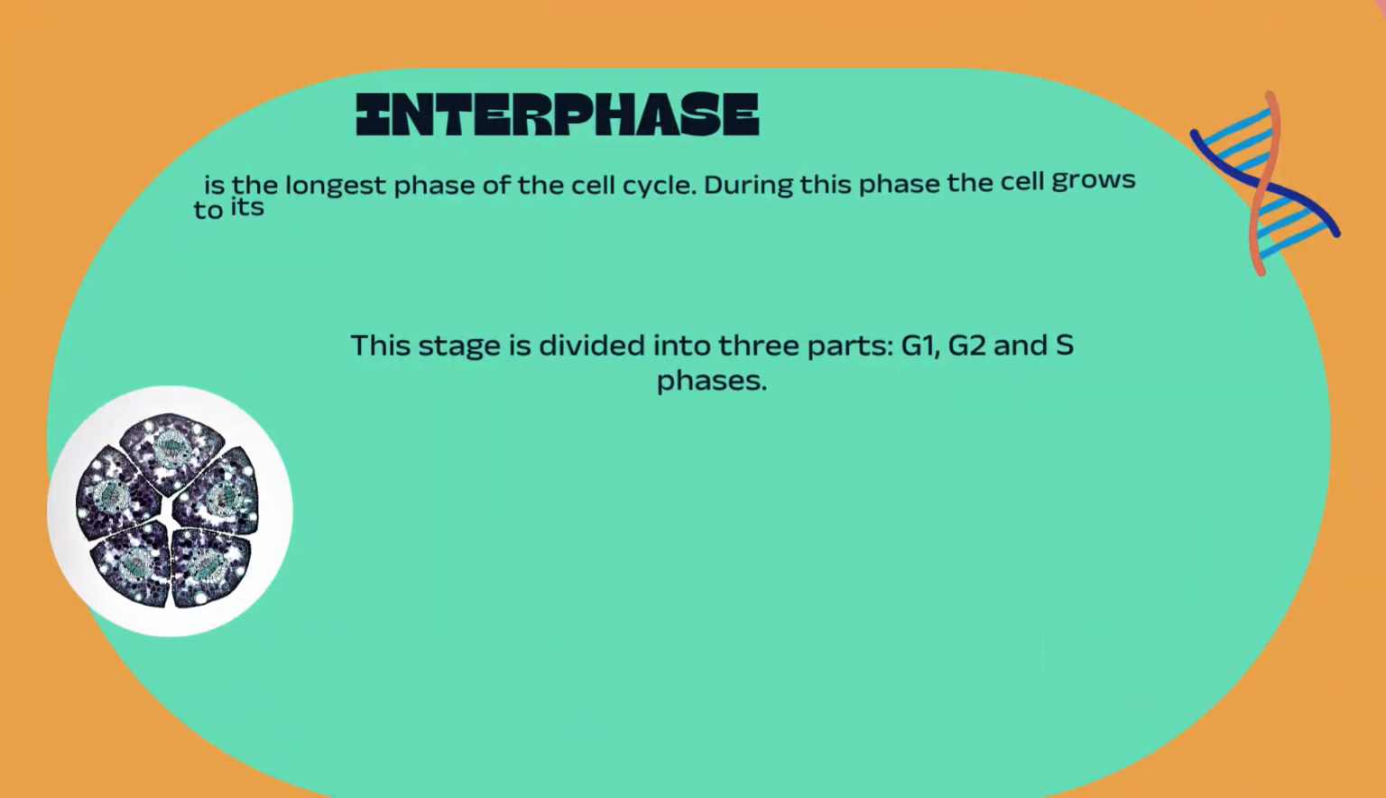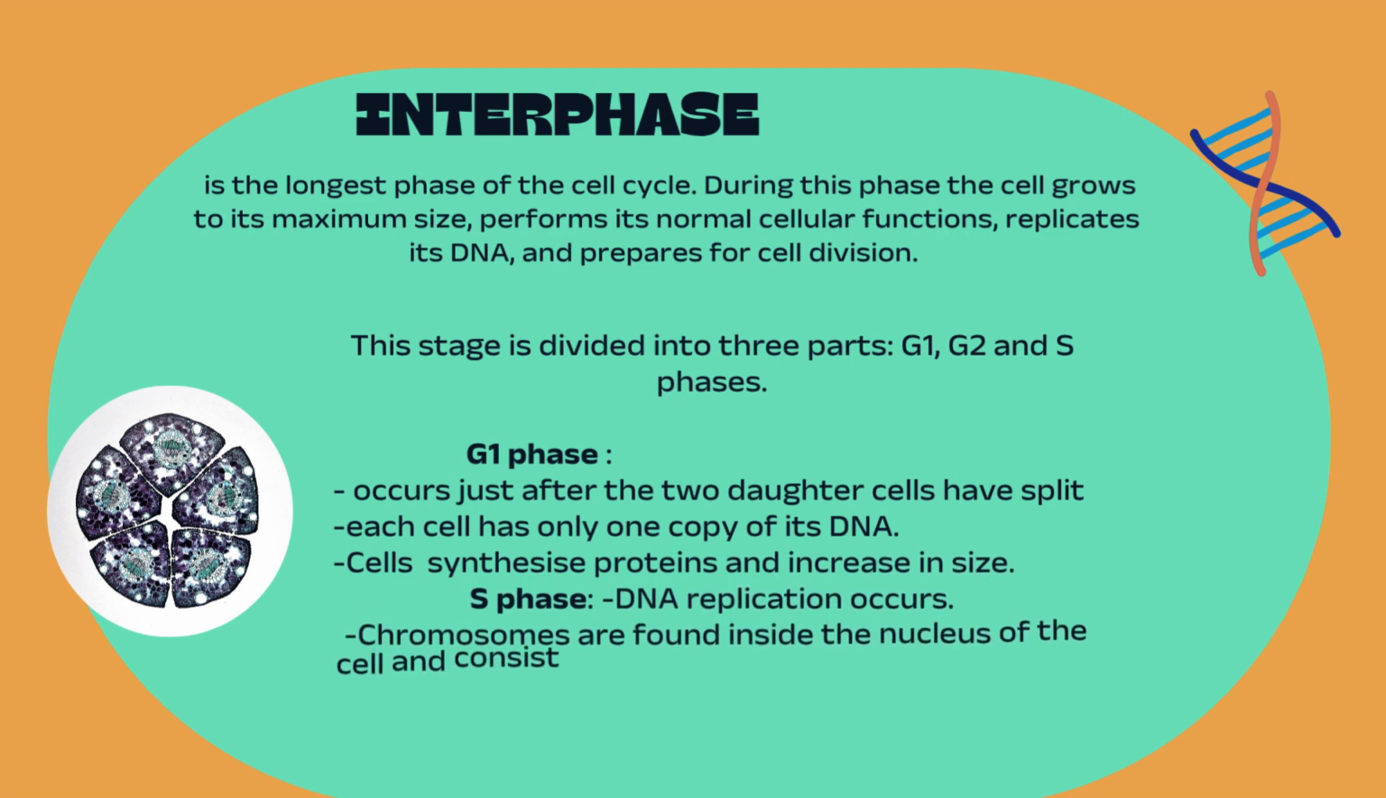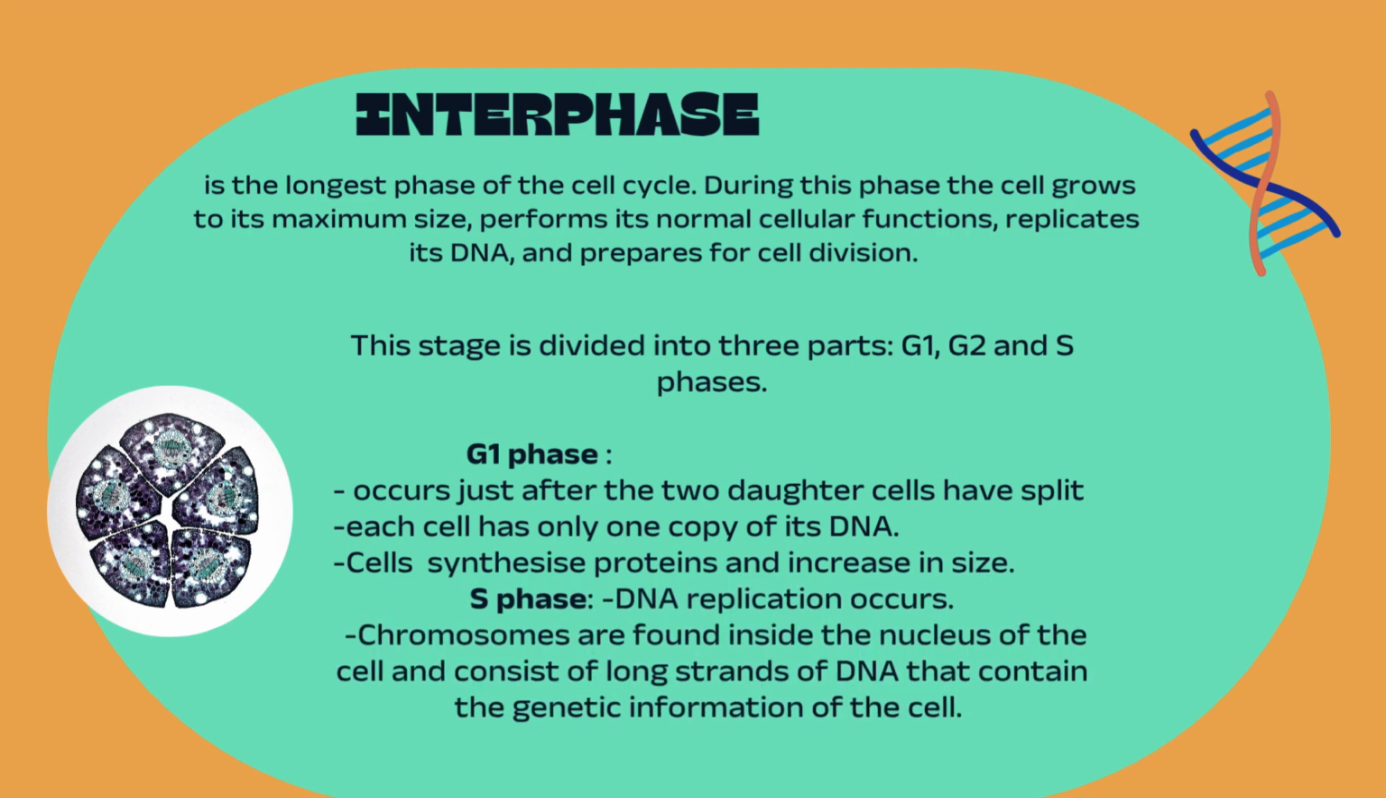First things first, we will be looking at the cell cycle. In our last video, we spoke about cells, the organelles, and the function of the organelles in the cell. Now we're looking at the cell's life cycle, basically. In the cell life cycle, the longest phase is the interphase. During the interphase, the cell grows to its maximum size and performs its normal cellular functions. It replicates DNA and prepares for cell division.